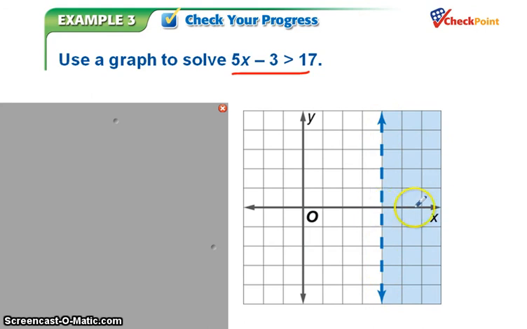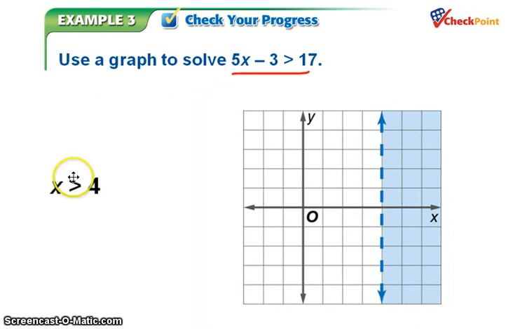And it looks like anything greater than 4. So your solution is going to be x is greater than 4. Okay, it's not going to be equal to because we've got an open boundary line here. But going this way is greater, so all of our solutions are greater than 4.